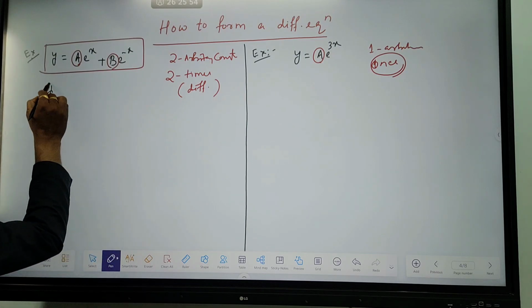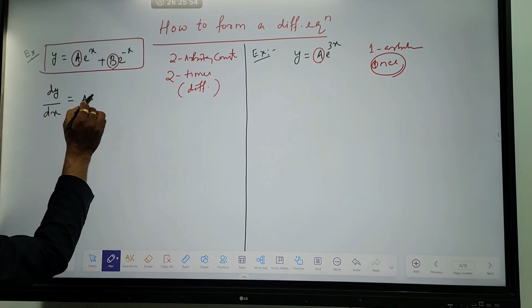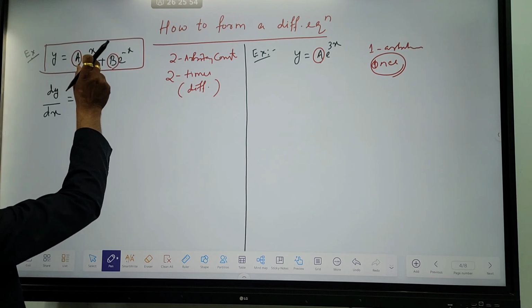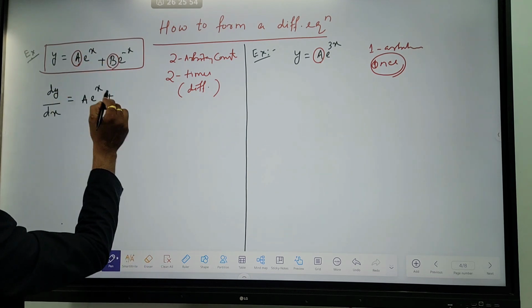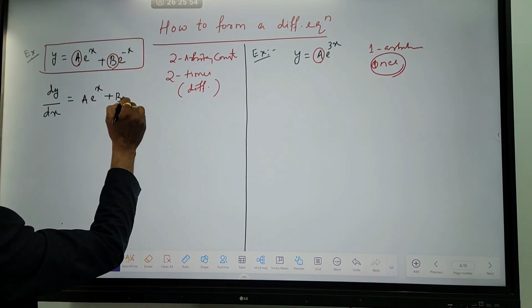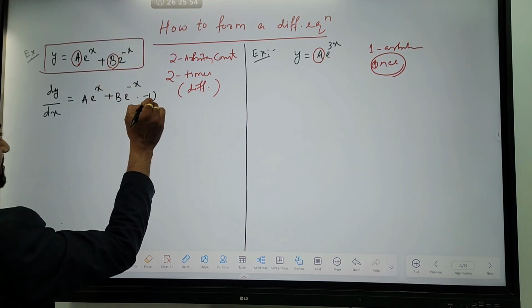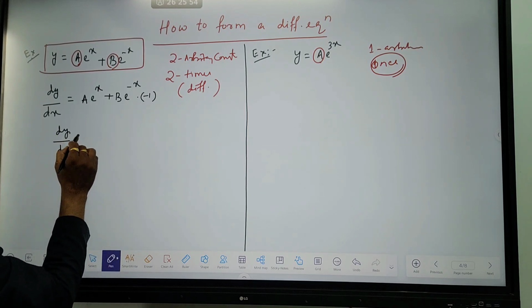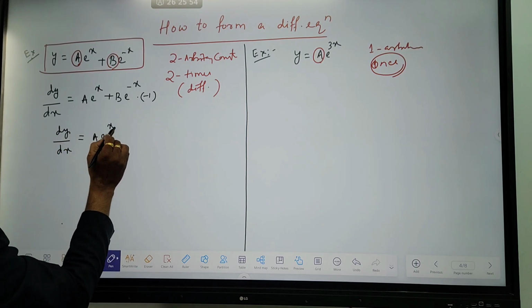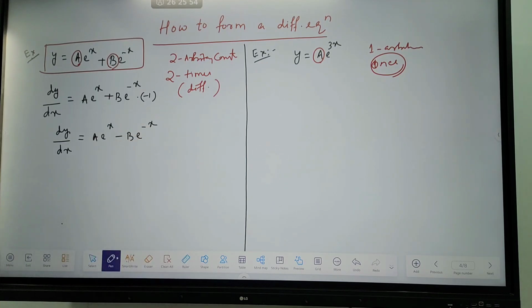See here. If you differentiate this function, it will be dy by dx equal to a into e to the power x, because what is the differentiation of e to the power x? e to the power x, and a is constant. Similarly b is constant. The differentiation of e to the power minus x is e to the power minus x, and again the differentiation of minus x is minus 1. So I'm writing in detail dy by dx equal to a e to the power x minus b e to the power minus x. Is it clear?